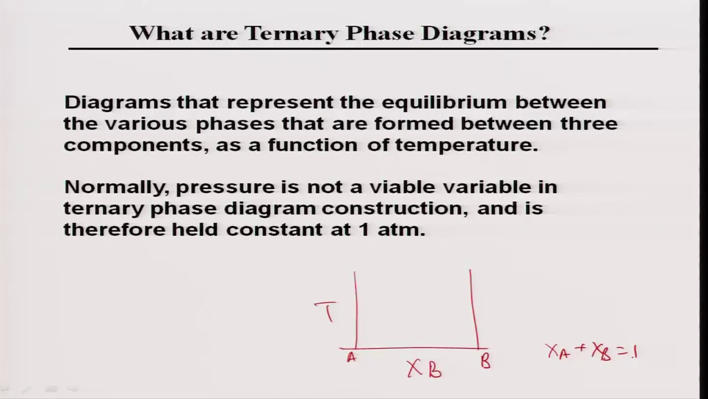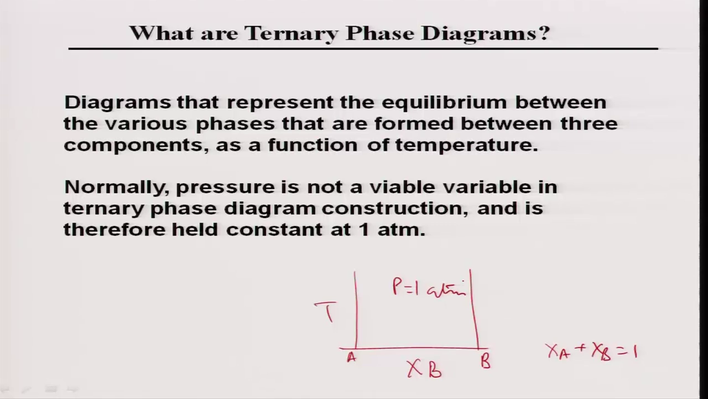So this is a two dimensional plot between temperature and composition, and from one composition, the other is obtained. Because there is only one independent composition variable, a two dimensional plot is enough, and we do it at a constant atmospheric pressure of 1 atm. So that is the advantage.